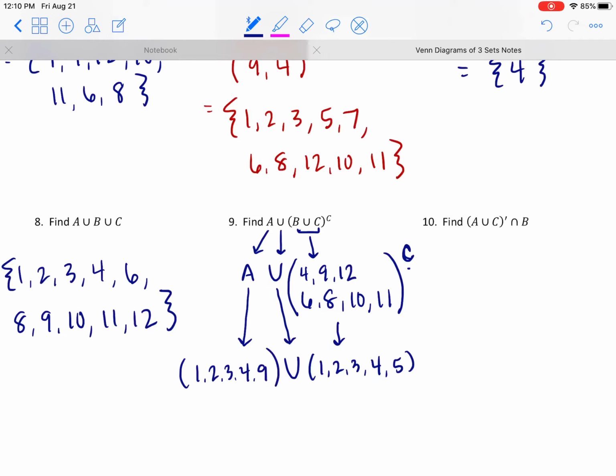Okay? So I pieced all that out, and now I can do the last thing, which is unite those two sets. If I unite them, remember that means I want to combine everything that I've got. So if I combine everything I've got there, 1, 2, 3, 4, 9. And now combine over here. I've got the 1, 2, 3, 4 already. I just need to add in the 5. What am I missing?